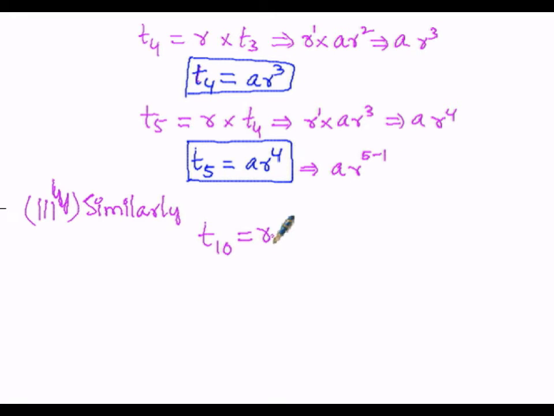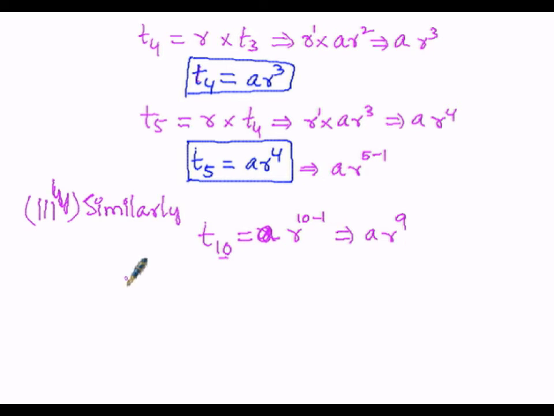So here also we can write it as a r to the power of something, as we have to get the 10th term. In order to get the 10th term, we have to subtract 1 from the order of T10. So from 10 minus 1, that is 9. So r to the power of 9 will be in the 10th term. So that implies a r to the power of 10 minus 1, which is 9.